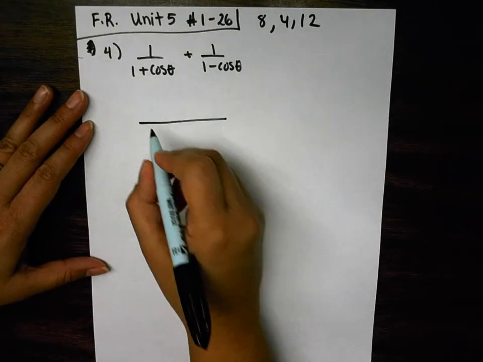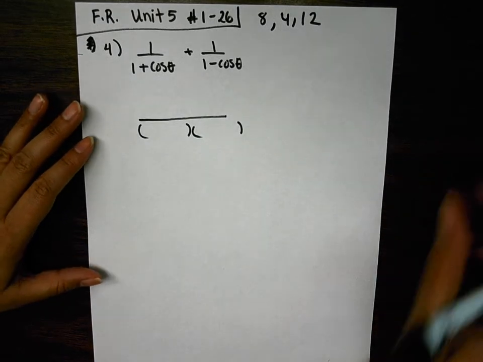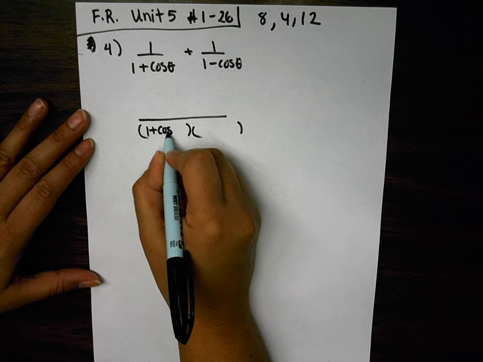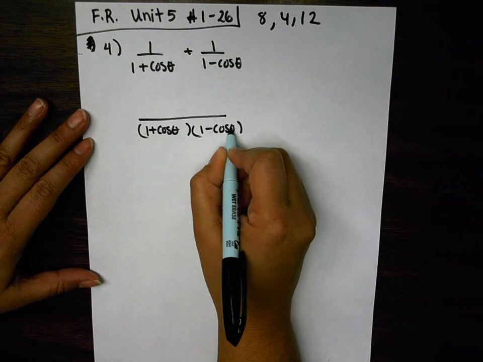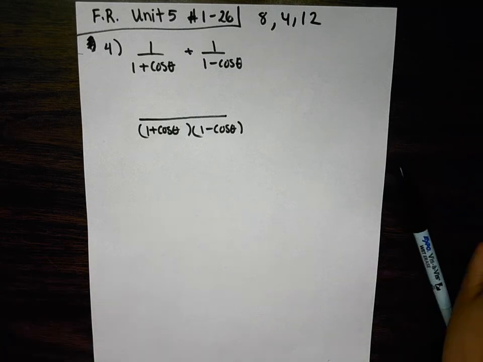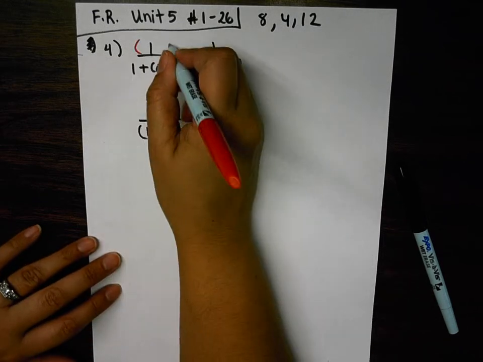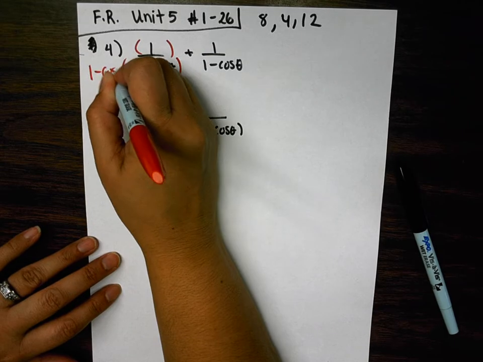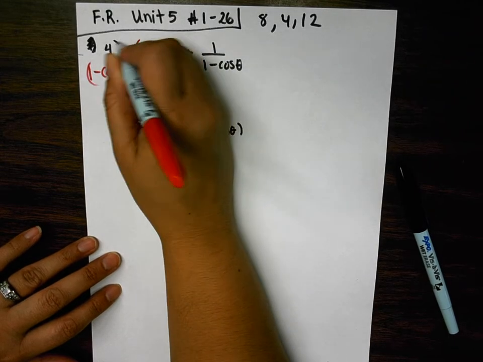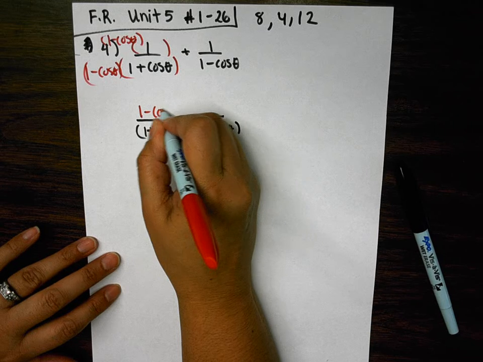So this is where I rewrite it with the common denominator. And what is my common denominator? 1 plus cosine and 1 minus cosine. Do we all agree? Okay, so what will I multiply the first fraction by? Top and bottom by what? 1 minus cosine. 1 minus cosine times 1 is simply 1 minus cosine.